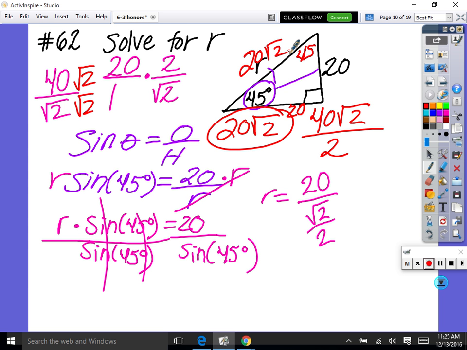Well, if this is 45 degrees, then we know it's 20. Won't this side also be 20? This squared plus this squared equals this squared?